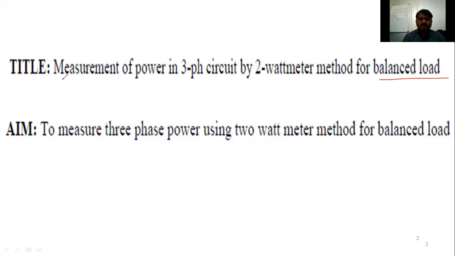So this is the title. The main aim of this experiment is to measure three-phase power using the 2 wattmeter method for balanced load. Whatever the title is, the same, but to measure, we have to add here: the aim is to measure the three-phase power by using only 2 wattmeters. That is the main aim.